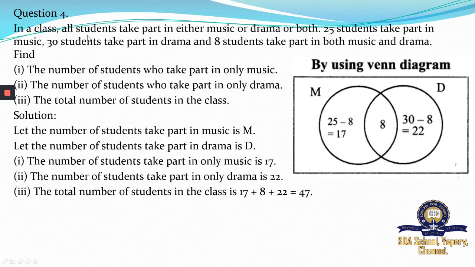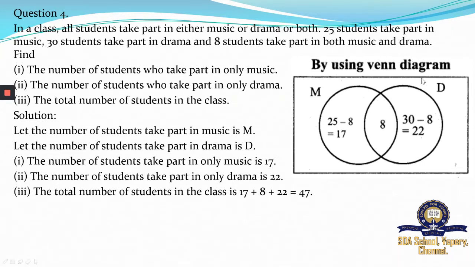Question number 4. In a class, all students take part in either music or dance or both. 25 students take part in music, 30 students take part in drama, and 8 students take part in both music and drama. Find the number of students who take part in music only, the number of students who take part in only drama, and the total number of students in the class. These are the three subdivisions which we are supposed to find.